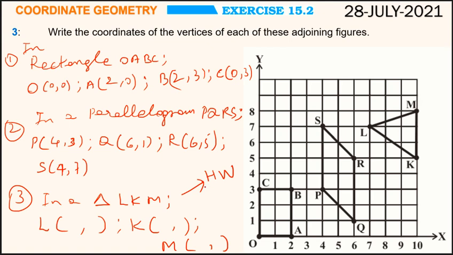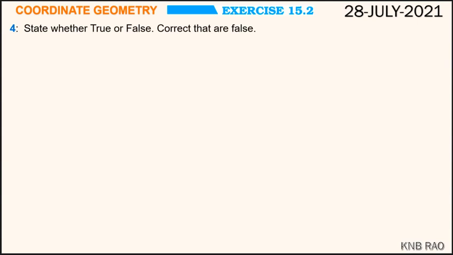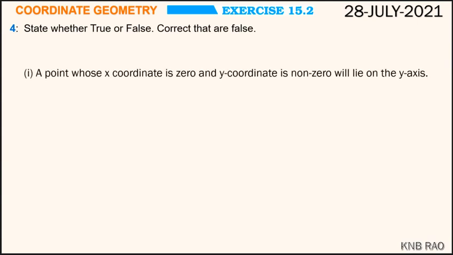Then moving on to the fourth question. The fourth question is about stating whether true or false, and correcting the false ones. A point whose x coordinate is 0 and y coordinate is non-zero will lie on the y axis. See, if the x coordinate is 0 and the y coordinate is a non-zero number or any number, so if x alone is 0, then that point lies on the y axis. That means this is true. Why? Because the equation of the y axis is x equals 0.